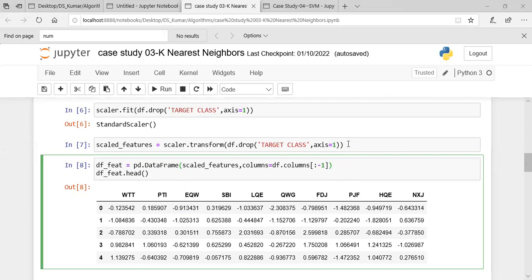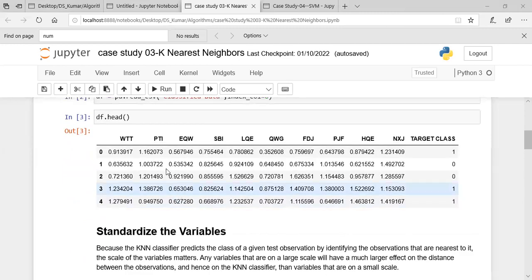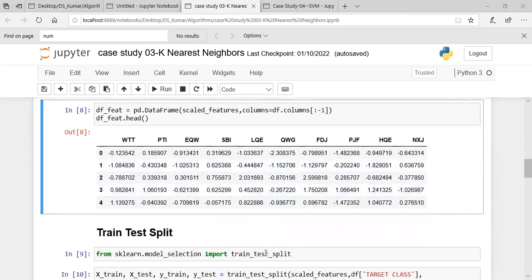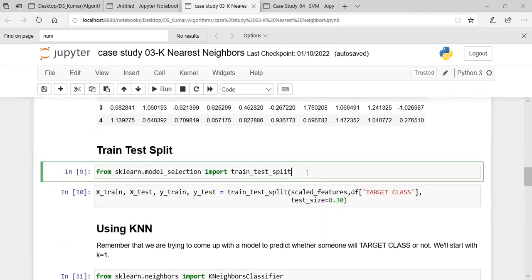Now, once that scaling is over, we are printing the data. You can see the difference between the earlier data and the current data. All are on a common scale. All are within a small range, as you can see from the observation. From this point, what is the next step, friends? You need to explain this. What is the next step?